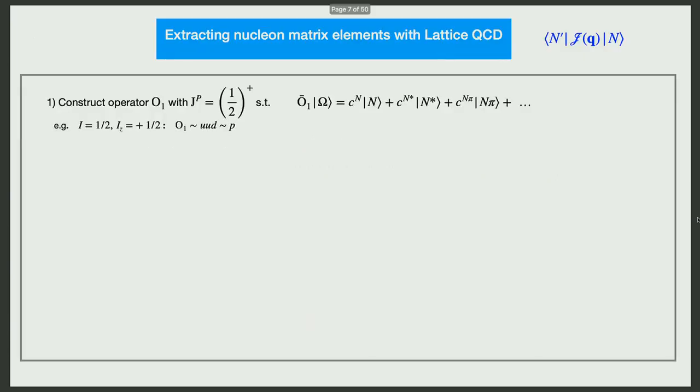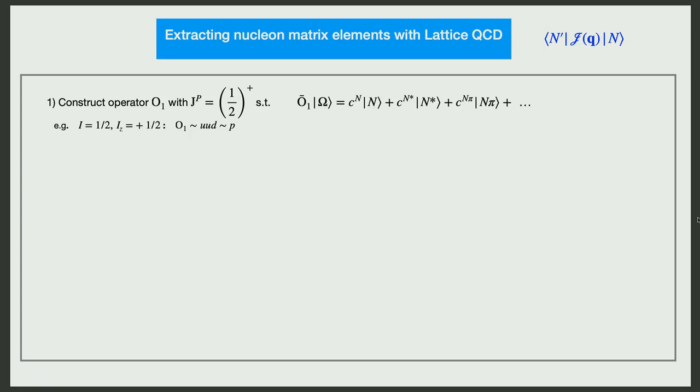Now, let me show you how we extract nucleon matrix elements. For some people, this is very trivial, but there are quite general people in the audience, so let me review this. We need to construct an operator O1 which has the same quantum numbers as the nucleon. So this is spin 1/2 and positive parity.